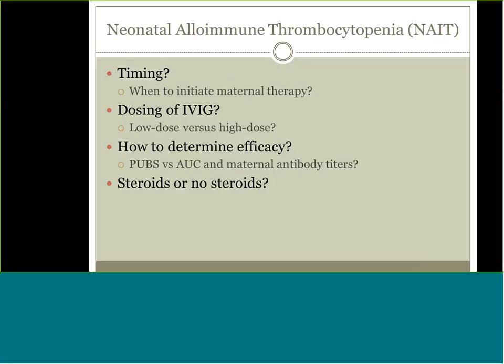Low dose versus high dose IVIG: does that depend on the risk status of the fetus, and if so, what exactly are those markers of being a high-risk fetus? And then how to determine efficacy of these therapies. Is it going to be serial in utero platelet measurements, or is it going to be this AUC and the maternal antibody titers? And then steroids or no steroids is always a fun one.